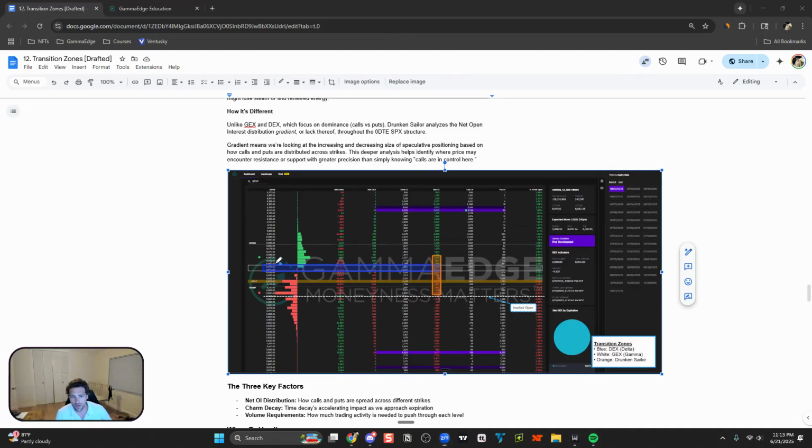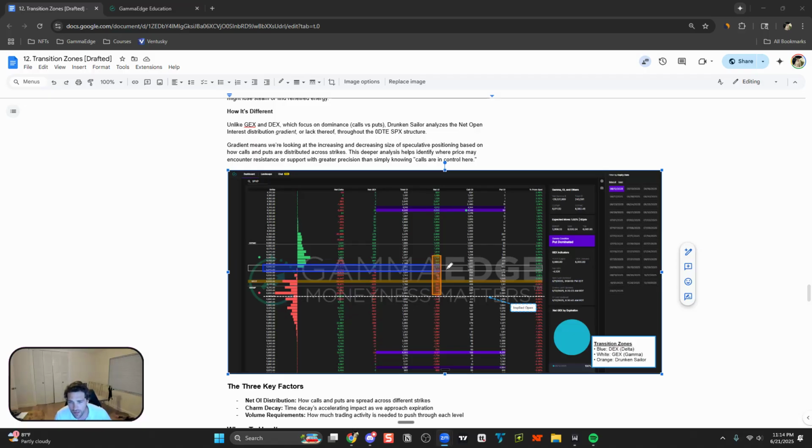Here, just looking at an example real quick. I know it may be kind of hard to see, but you can look at the newsletter. DEX transition zones, very tight confluence, 6040, 6045. And then this gold box is where the Drunken Sailor zone is. And we can see that it extends all the way up to 6060 in this example.